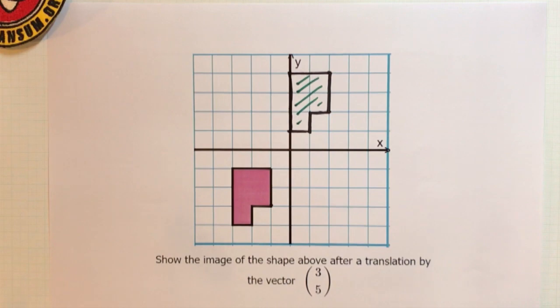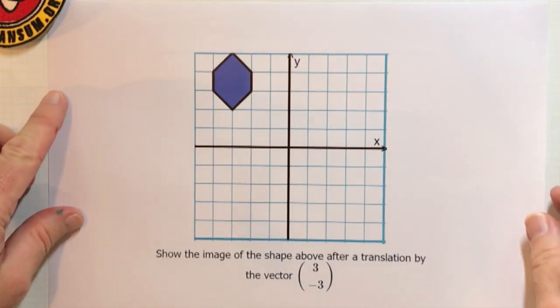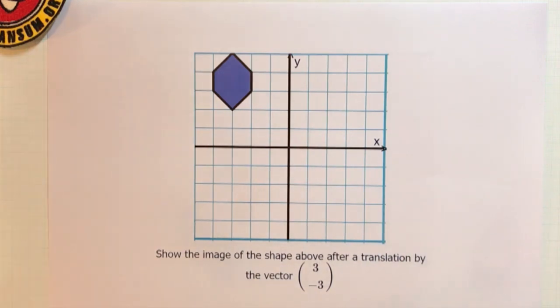Okay, let's have a look at another example of a translation. And here we have a hexagon, and we have to show the image of that shape after a translation by the vector 3, minus 3. That means 3 to the right, and that means minus 3 up. Well, another way of saying minus 3 up is 3 down. So it's 3 to the right and 3 down.